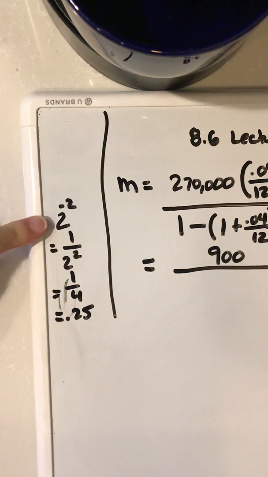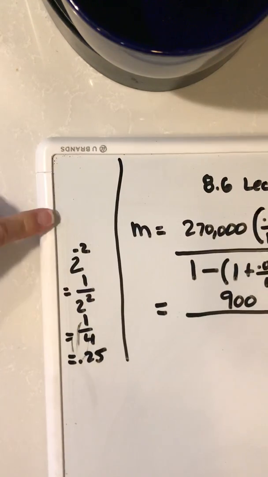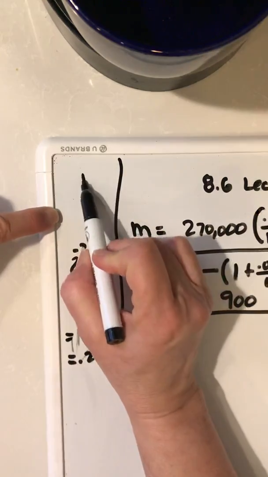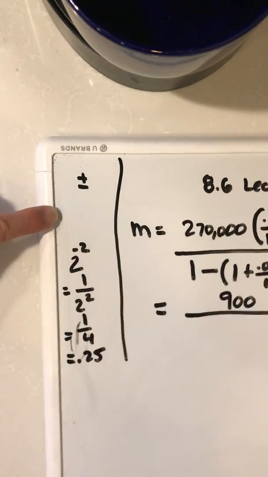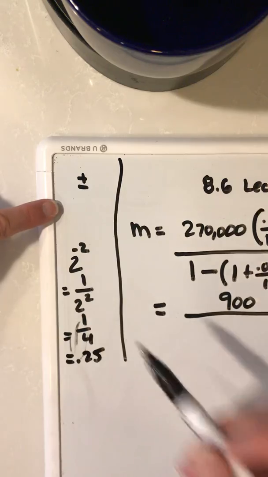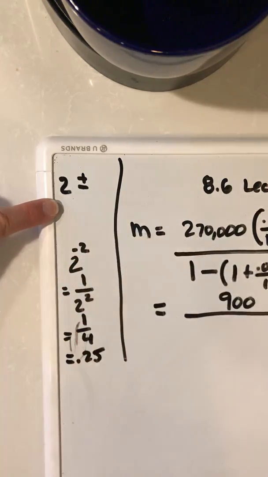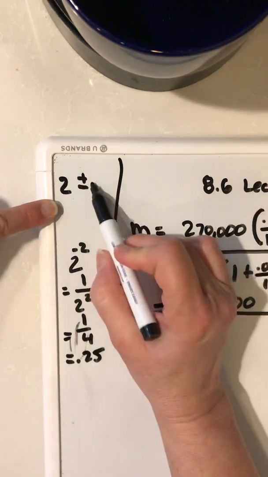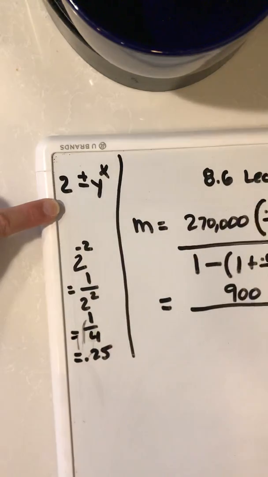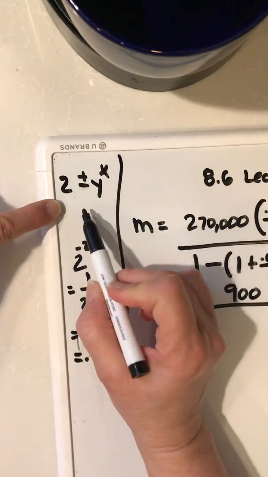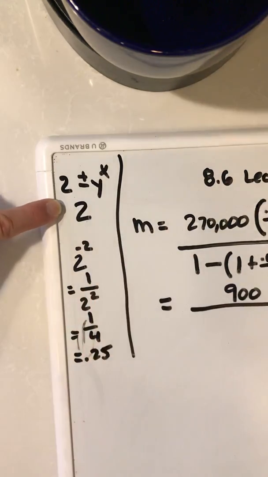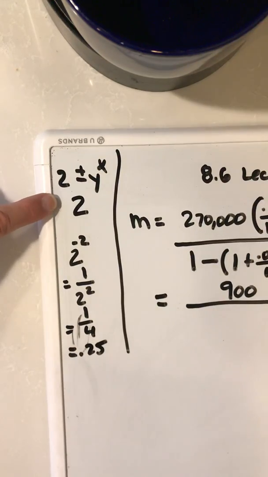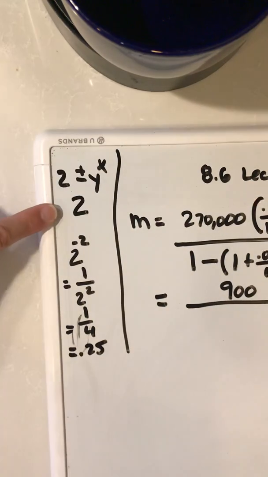So let's get our calculators out and try to get 0.25 by putting 2 to the negative 2. Now, calculators are different. Some calculators want you to put the negative in first, so you'll have a plus minus sign, and that'll change it to a negative. So you put in a 2, a plus minus, and then y to the x. Then put in the 2. One way or the other, it should work.